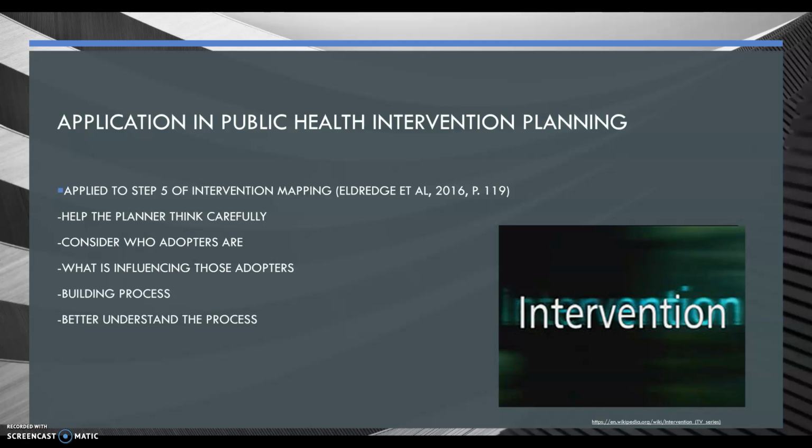The application in public health intervention planning is more applied to step 5 of intervention mapping. It helps the planner think carefully and consider who the adopters are, what is influencing those adopters, whether there are any outside stimuli or social factors, what the building process is, and whether the process is easy to understand.